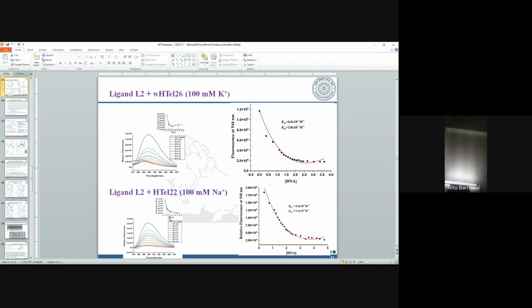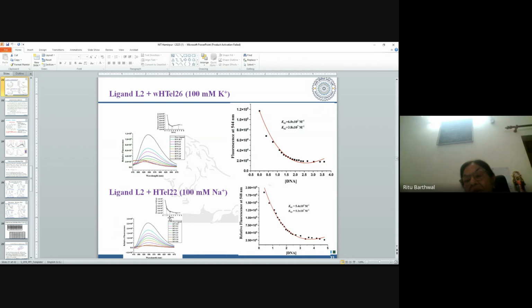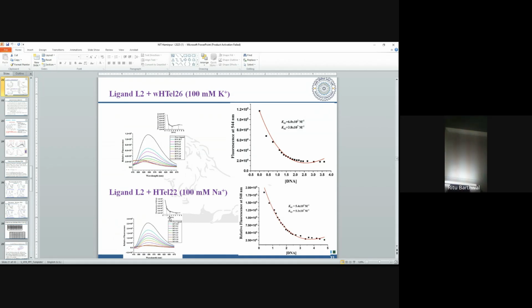Using mitoxantrone and another drug, I'll just show you here. This is the result of the Job plot. If you do a Job plot, it will exactly give you the stoichiometry. So this is giving stoichiometry. 0.8 means 80% of drug and 20% of DNA. So with this, 80% and 20% means 4:1 stoichiometry.